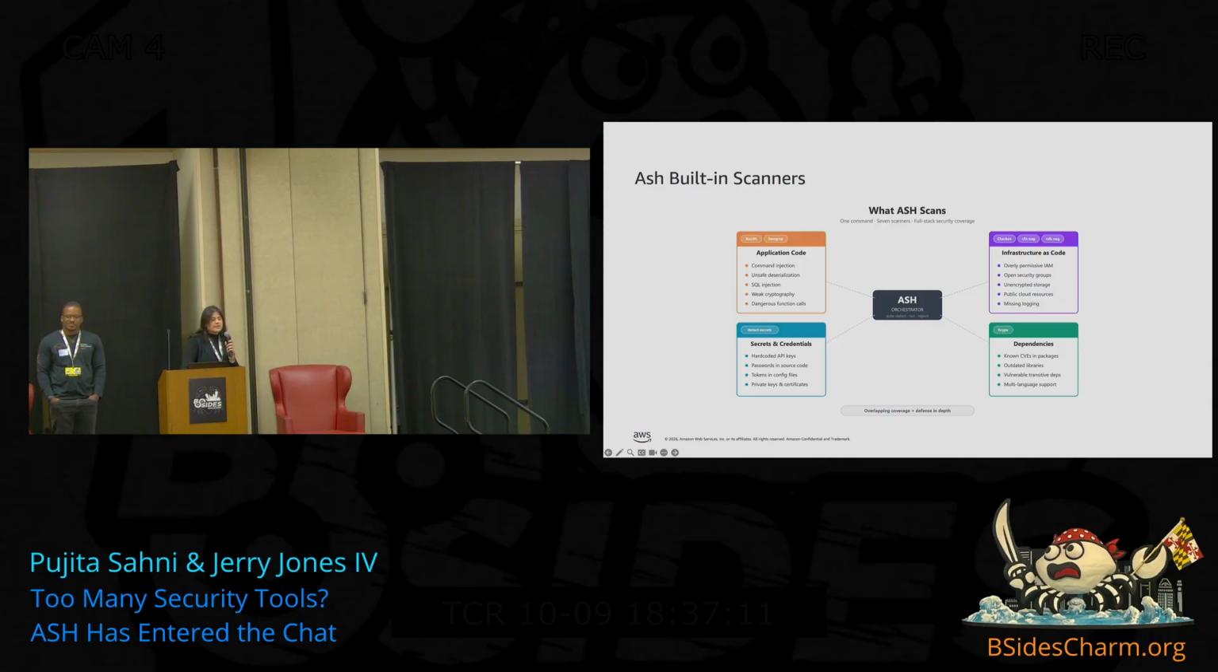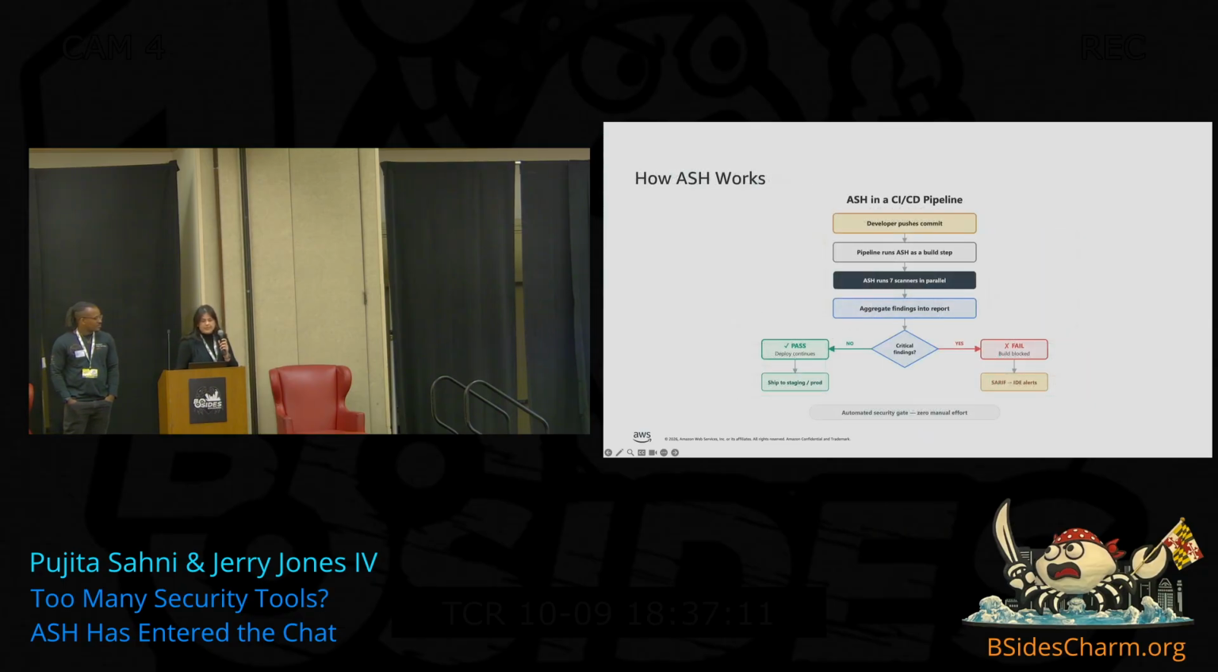For dependencies, since there are so many libraries that we are looking at within our code, there's Grype, which scans your requirements files and log files against the CVE databases. Each one covers a different blind spot, and all of them overlap with each other as well, which equals defense in depth, making sure that your code is secure before you actually push it. And this is how ASH actually works.